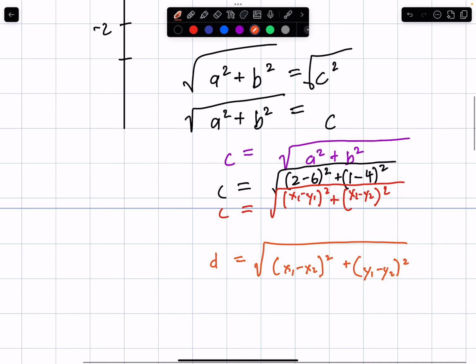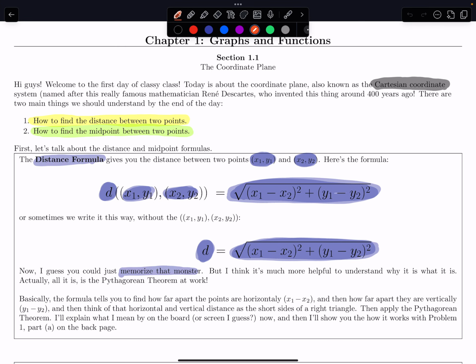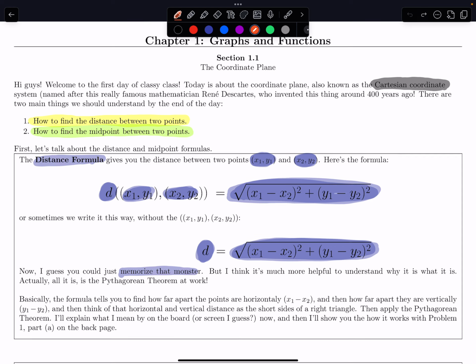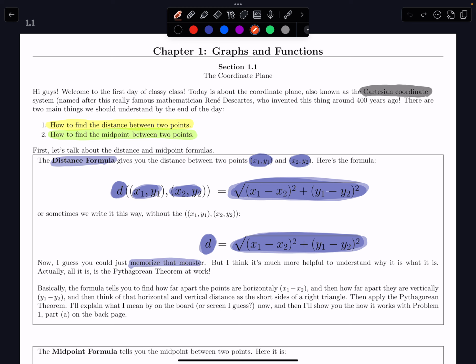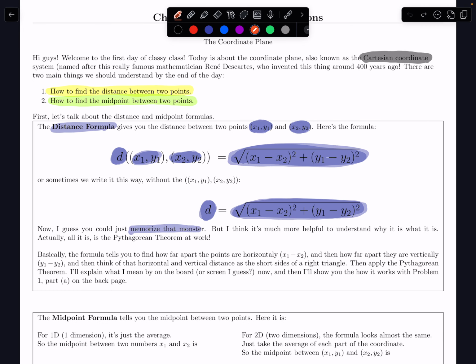All right, guys, let's come back to the notes now. That's all. We just explained this portion right here, right? Or equivalently, this portion right here. That's the distance formula. Okay, so with that in mind, we're gonna try it out real quick. In this first video, I'm just gonna finish one example problem with the distance formula, and we're gonna apply it to problem 1, part A on the back page.